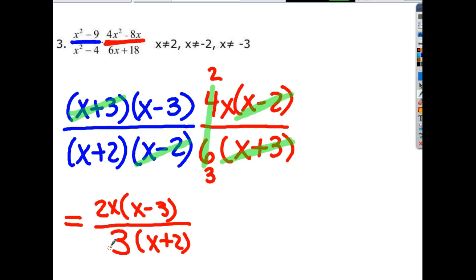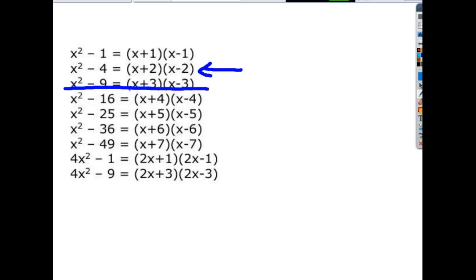Now look at your final answer. Is there anything that will reduce some more? No. And then these excluded values came from this denominator right here in factored form. This can't be a negative 2, because that would make this go to 0. This can't be a positive 2, because that would make this go to 0, and zeros in the denominator are not allowed. This cannot be a negative 3, because that can't be 0. You're excluded from the fact that the denominator cannot be equal to 0.